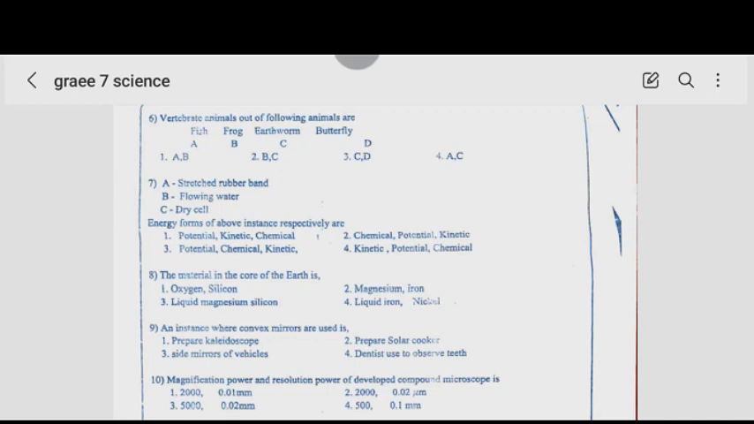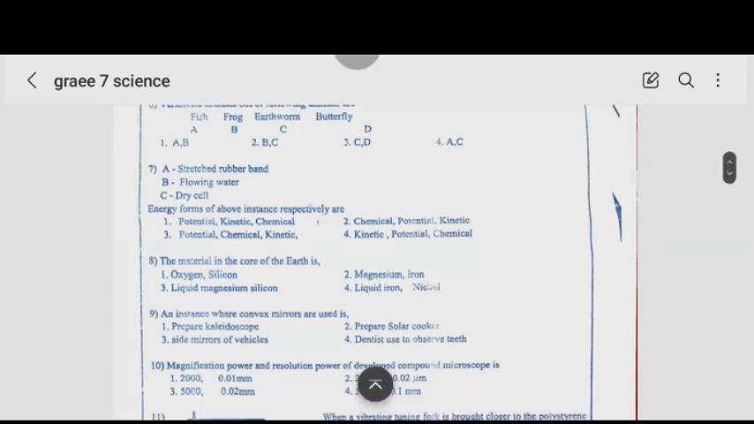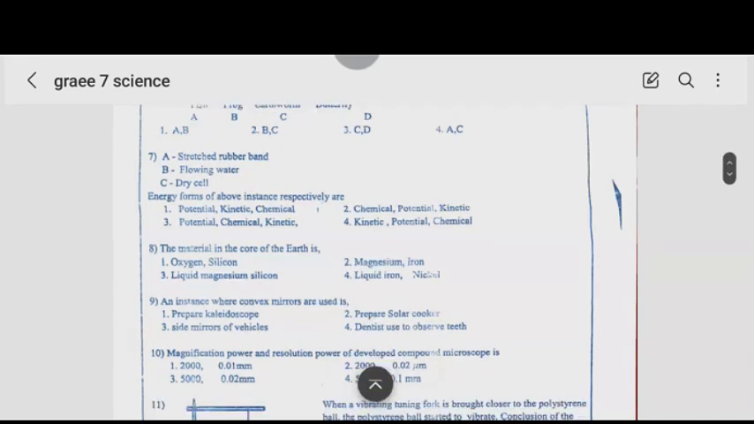D is butterfly. Can we see a backbone in a butterfly? No. So we can find backbones in only two animals here, that is A and B, fish and frog. Answer number 1. Clear? Yes. Okay.